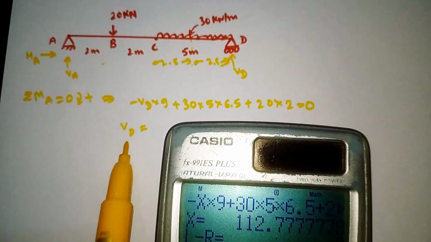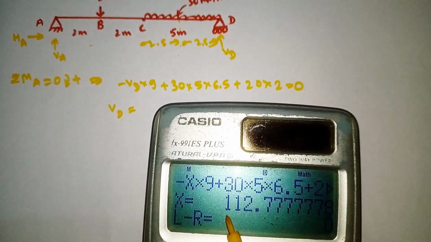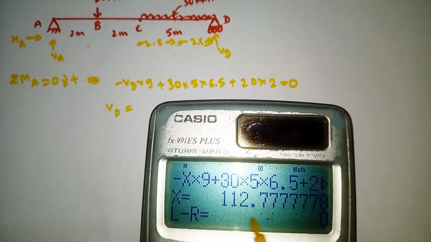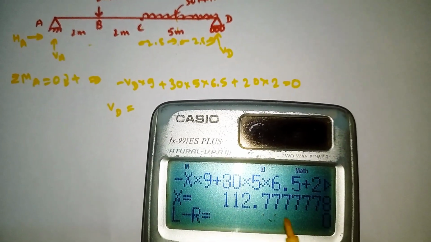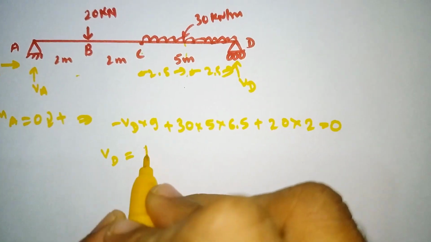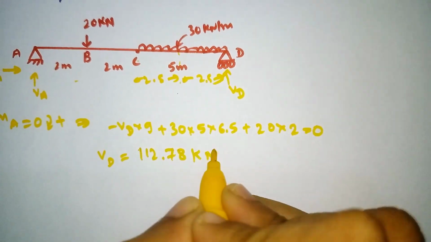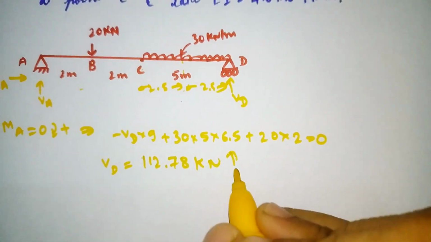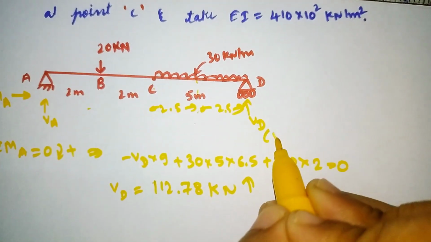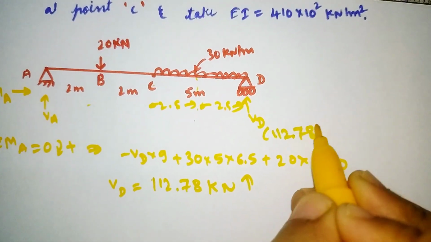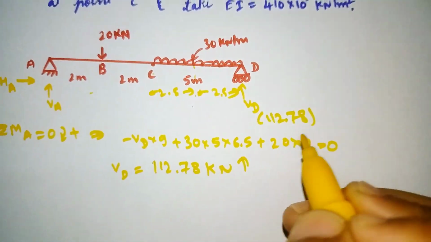So our x value is nothing but VD. VD will come out as 112.78 kilonewtons. So it is also going upward. So write it here, 112.78. The direction we have taken is correct.